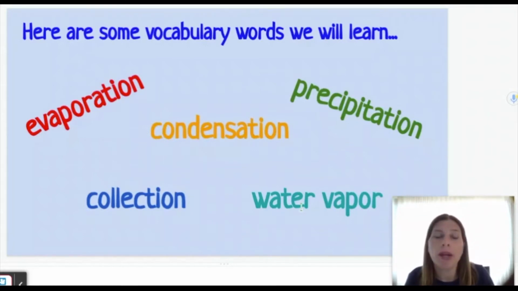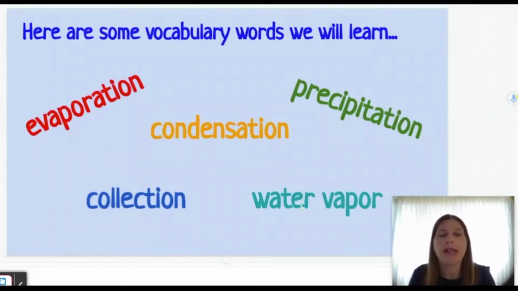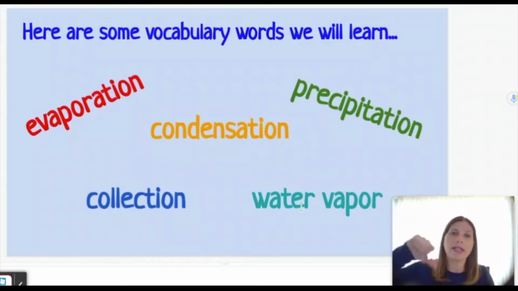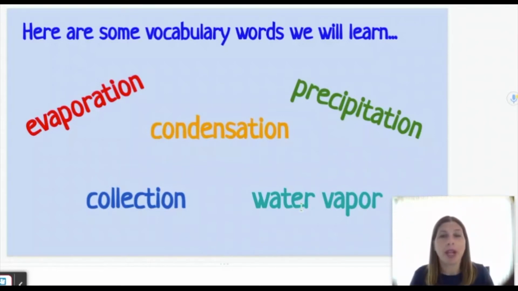So what we're going to do is something I like to do with my classes: a thumbs up, thumbs sideways, thumbs down, and I'll explain to you. When I say the vocabulary word, you're going to think to yourself, first, have you heard that word before? And then second, do you know what that word means? If you know both of them, you're going to put a thumbs up to the screen.